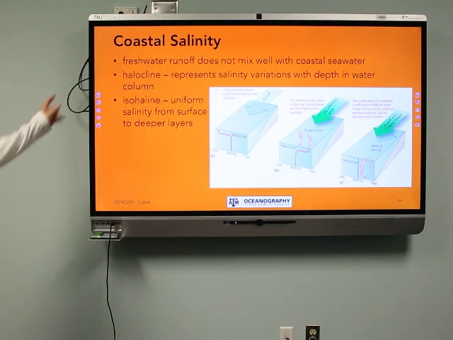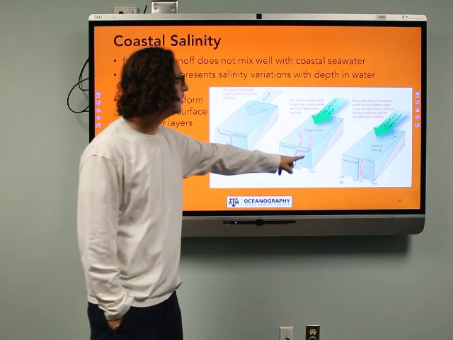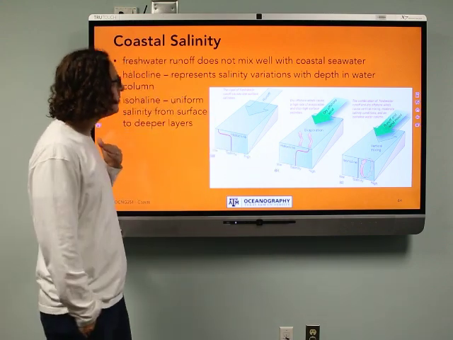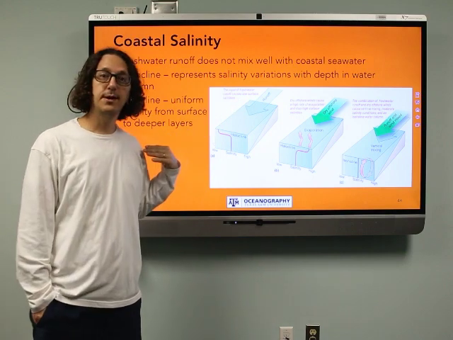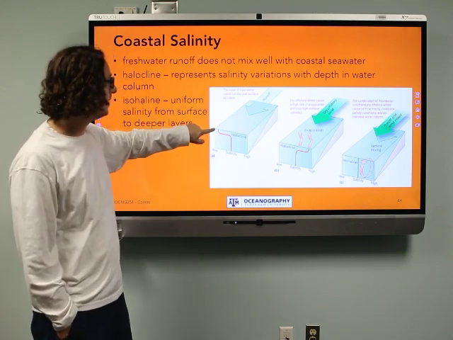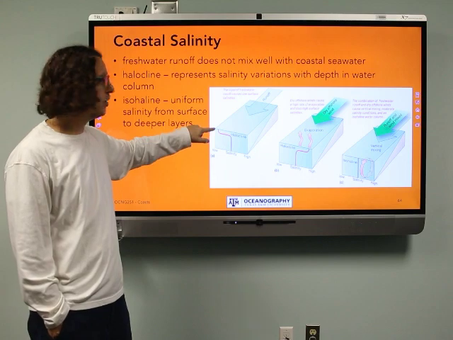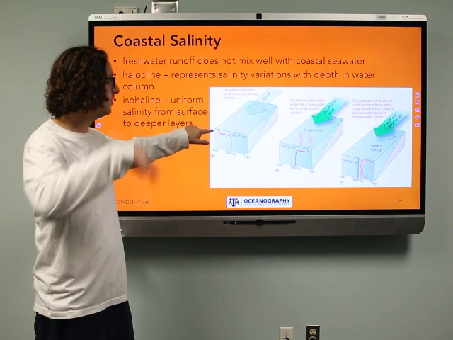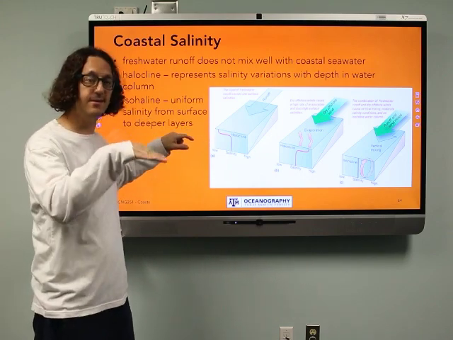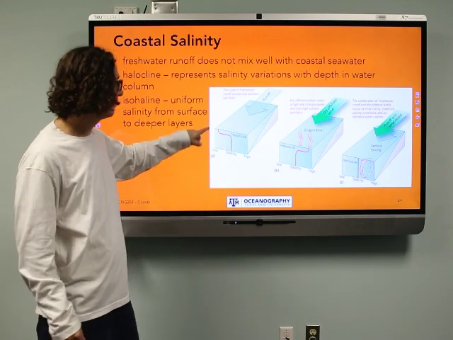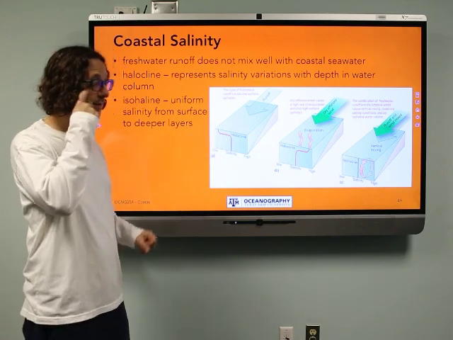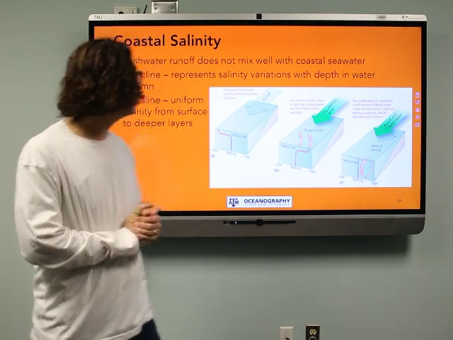The other two options are haloclines, and they can go in two different directions. So if you have water coming in from offshore, that water is going to be less salty, right? And so you'll have less salty water at the surface, because that's going to kind of float on the surface because it's less dense. And then you'll have saltier water below. And the region between those two is called the halocline.